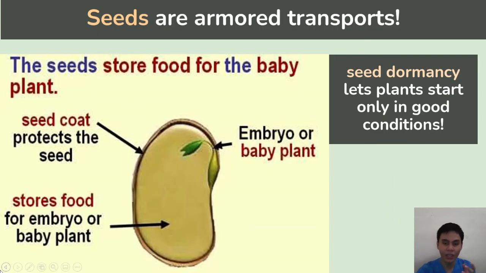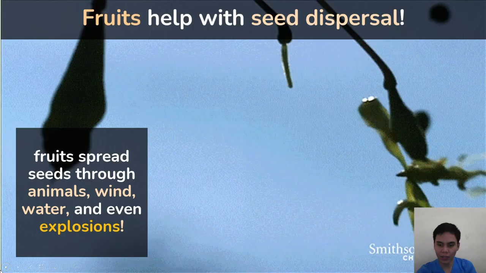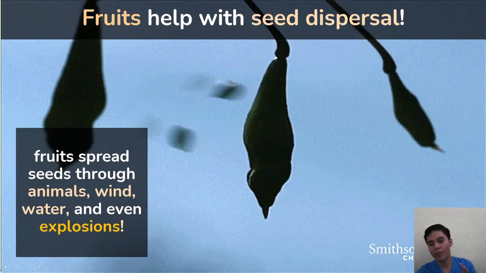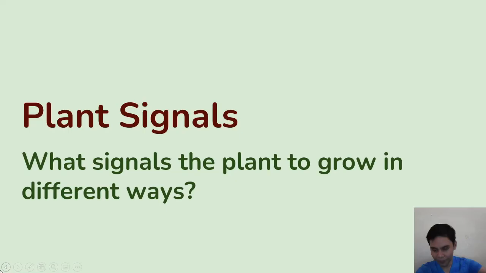So what's the point of fruits? Your seeds get to be armored by the fruit, and they themselves are armored transports as well. So there's a concept of seed dormancy where seeds will only germinate when there are good conditions for the plant. So they will remain dormant until there's enough water and enough minerals in the soil, for example. So fruits also help with seed dispersal. So if the fruits are yummy, animals will eat the fruits, usually spreading the seeds on their fur or taking the fruits elsewhere. So they can also be spread by wind, water, and even exploding fruit, just like in this GIF. So that's plant reproduction in a nutshell.